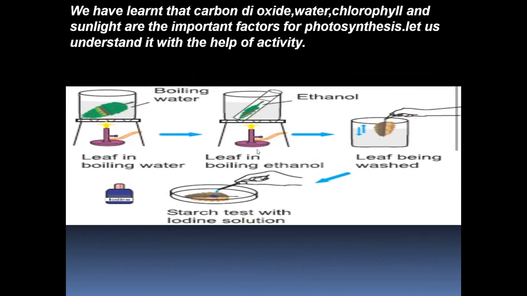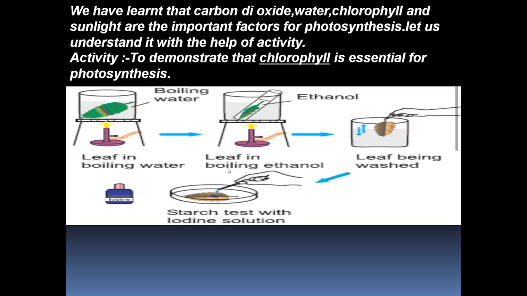Let us do a simple activity to understand that the green pigment chlorophyll is very important for carrying out photosynthesis, or for the preparation of starch. We have learned that carbon dioxide, water, chlorophyll and sunlight are the important factors for photosynthesis. So let us understand how chlorophyll is essential for photosynthesis. This is a simple activity. Let us understand in a very simple way.